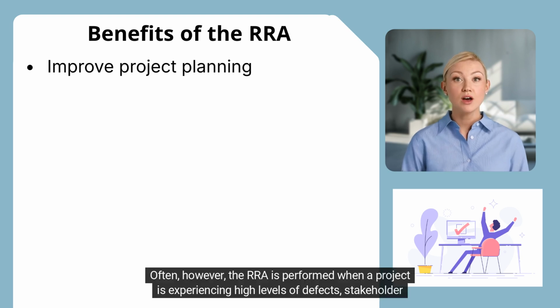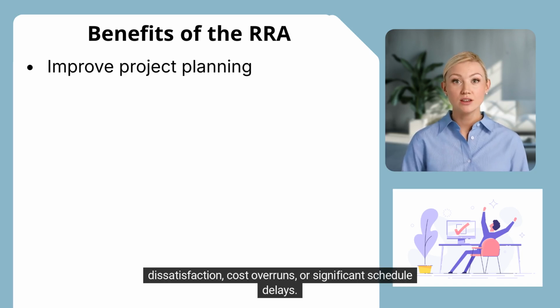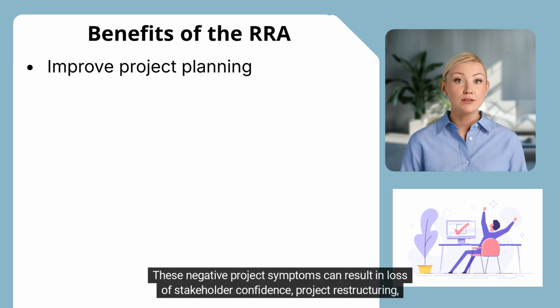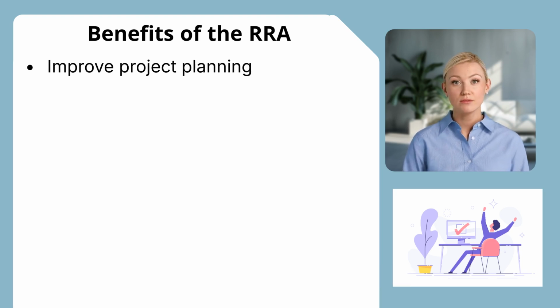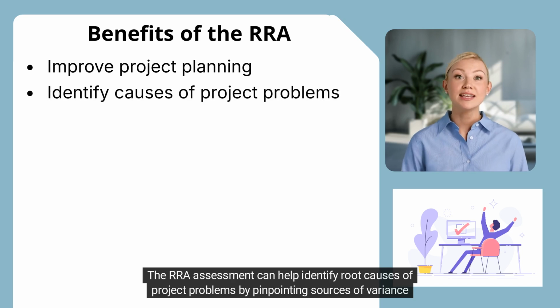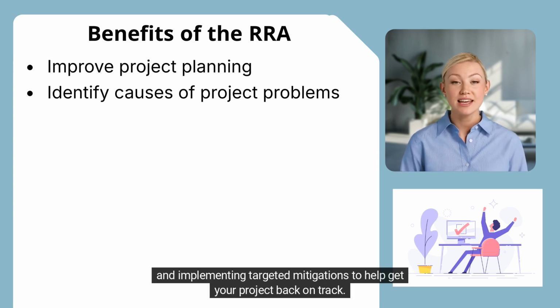Often, however, the RRA is performed when a project is experiencing high levels of defects, stakeholder dissatisfaction, cost overruns, or significant schedule delays. These negative project symptoms can result in loss of stakeholder confidence, project restructuring, and in the worst-case scenario, project cancellation. The RRA assessment can help identify root causes of project problems by pinpointing sources of variance and implementing targeted mitigations to help get your project back on track.